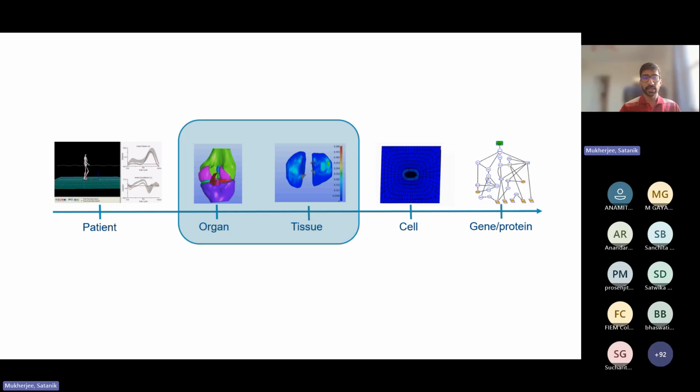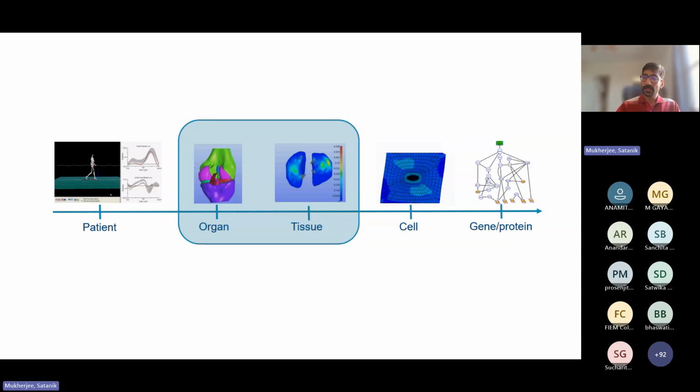Now, in the next part, I will try to focus more on the organ and the tissue level. So the organ level in our case is the human knee joint, and the tissue level consists of the different tissues in the human knee joint, primarily the articular cartilage, which is primarily affected in osteoarthritis.